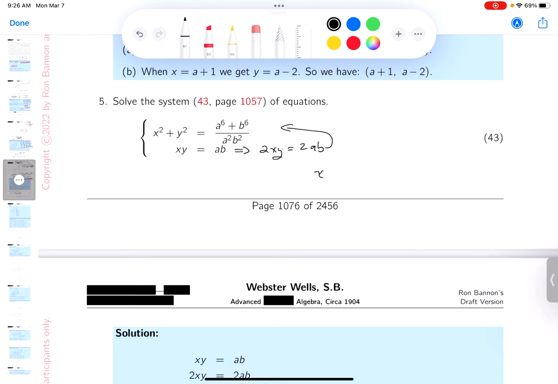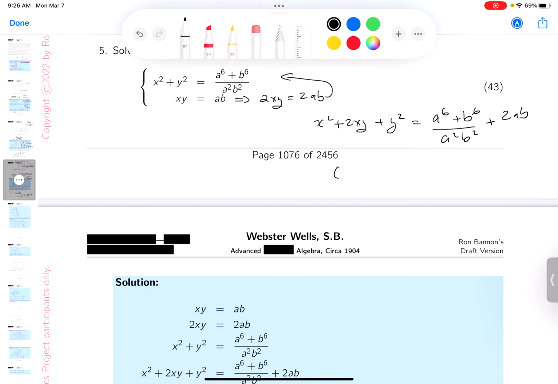And what would you get? You get x squared plus 2xy plus y squared equals a^6 plus b^6 over a squared b squared, and then it would be plus 2ab. All right, left side, perfect square, (x plus y) squared. Just hoping for the best on the other side too, and that's a squared b squared.